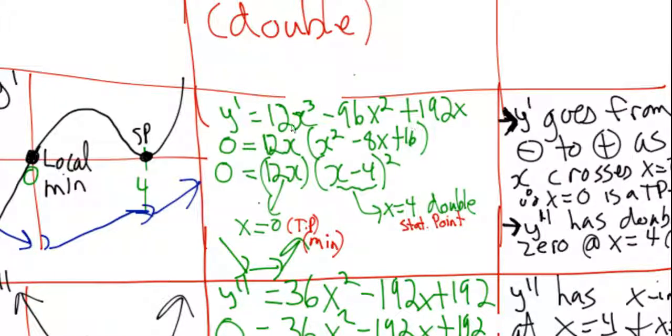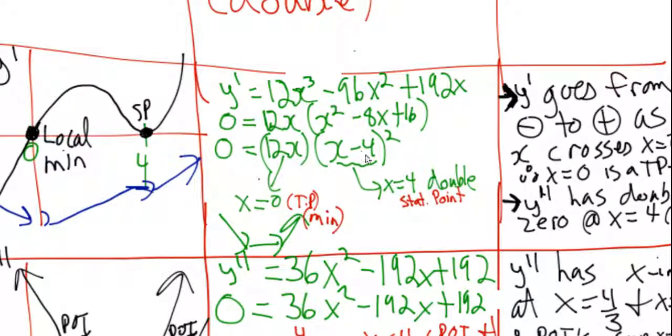So now we factor this and set it equal to 0. 12x was a common factor. Then I was left with the quadratic x squared minus 8x plus 16, looking for numbers that multiply to 16 and add to negative 8: negative 4 and negative 4. So the zeros on the slope function: 12x equals 0, or x equals 0, and that's a single. So there's a change in sign in the slope.